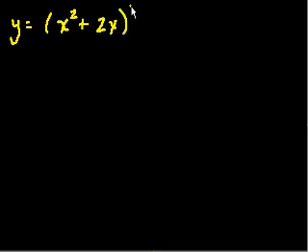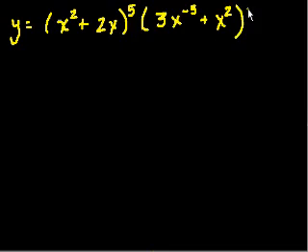And here I'm going to use a slightly different notation. Instead of saying f of x and then what's f prime of x, I'm going to say y is equal to (x squared plus 2x) to the fifth times (3x to the minus 3 plus x squared) to the minus 7. And I want to find the rate at which y changes relative to x. So I want to find dy over dx.